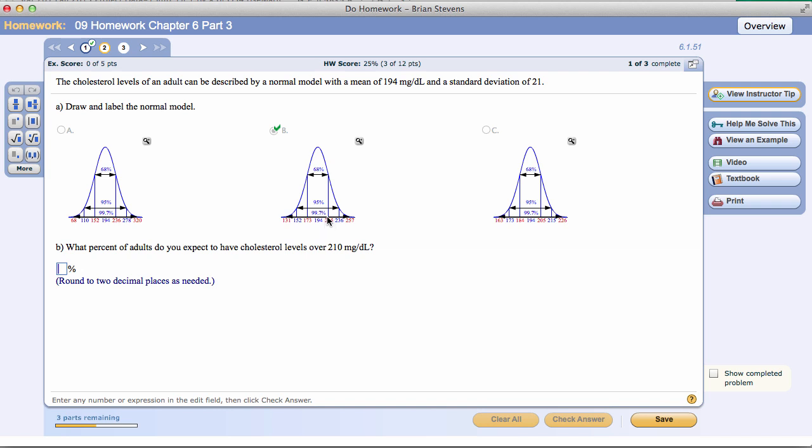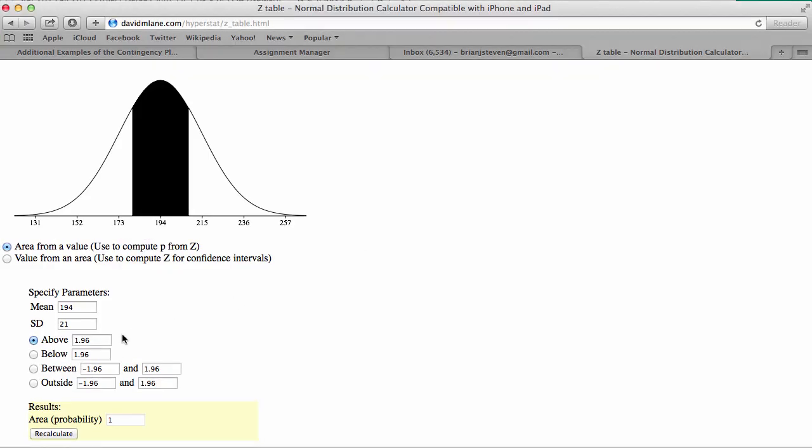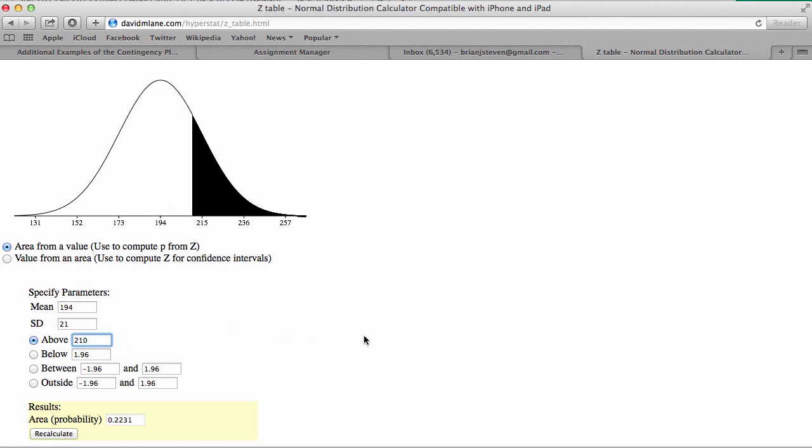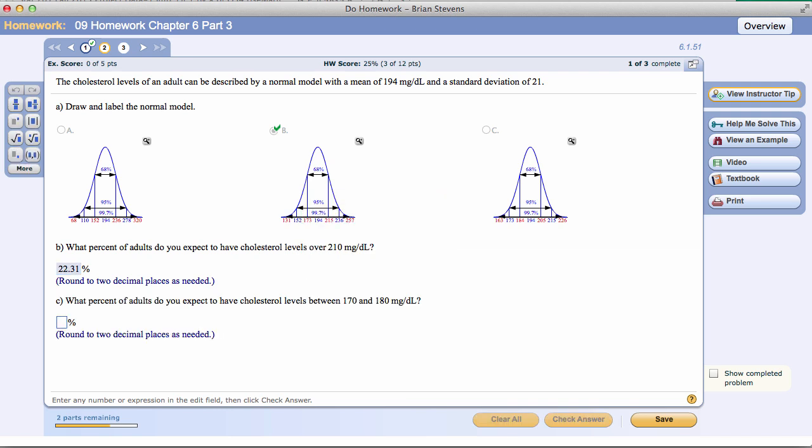That means when we break this down, there'd be 16% out above 215. So probably around 20%. I'm just guessing right now. That is just a guess. So let's say above 210, I said 20%, it is 22.31. Now here's the thing. It wants us to round to 2 decimal places. Make sure you round to 2 decimal places. It will give you the wrong answer if you enter in 22.3.